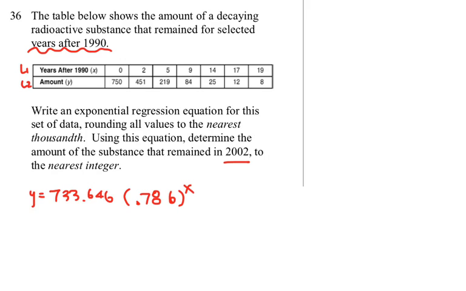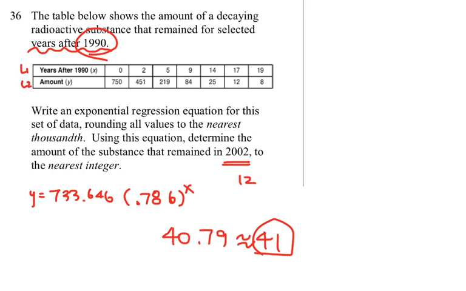Now, the second part of the question is we have to predict the number when the year is 2002. 2002 in fact is equal to 12 years after 1990. So in place of x, we're just going to plug in 12 and then put that into your calculator. Then we'll end up getting something like this, 40.79. But they wanted it to the nearest integer, so we end up getting 41 as the answer.